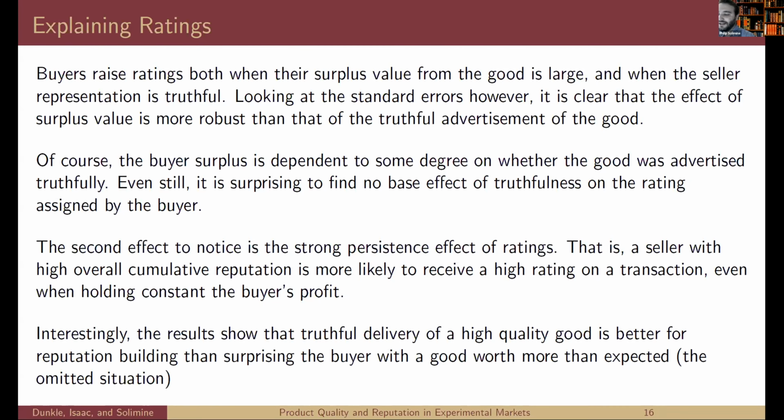And what's interesting, or another interesting feature, is that truthful delivery of a high quality good is better for reputation building, even than surprising the buyer with a good that's worth more than they expected. So falsely advertising a super as a regular and surprising the buyer with a very low priced super is actually worse for your reputation than just honestly describing what good you're providing to them.